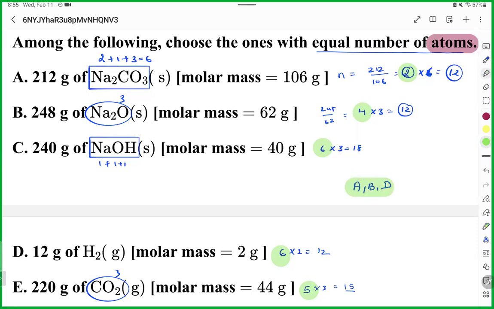No, sir. Remember, first you will calculate total number of moles. Once you get number of moles, then multiply with number of atoms. First, I calculated total number of moles in Na2CO3 is 2. Then I checked what is the total number of atoms in this, 6. So total value this. Same in second, total number of moles is 4. Atoms is 3. 4 times 3 is 12.